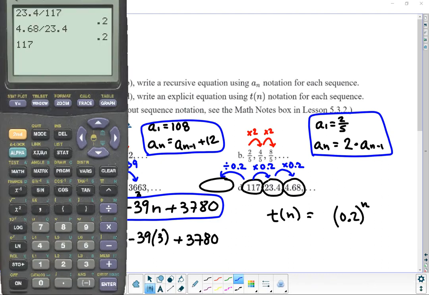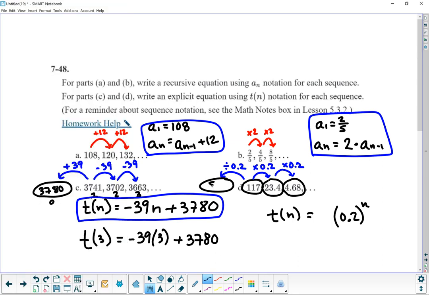So I'm going to go 117 divided by 0.2. That gets me 585. So my zero term is 585, and that's what I use to multiply. 585. Okay, and that's my T of n equation. And I can check. So again, this is my first term, my second term, my third term. Let's check 3 again. So T3, my third term, I should get 4.68.